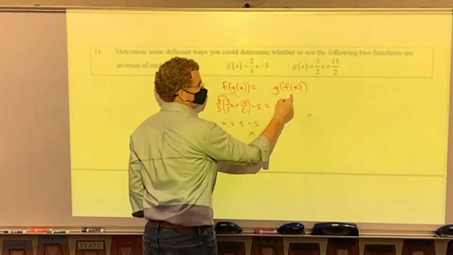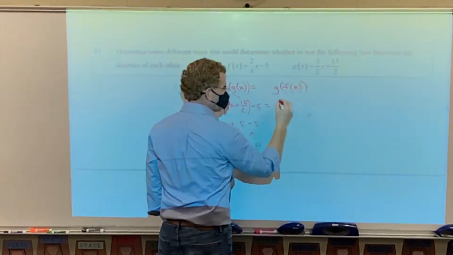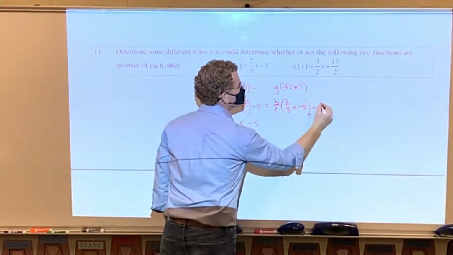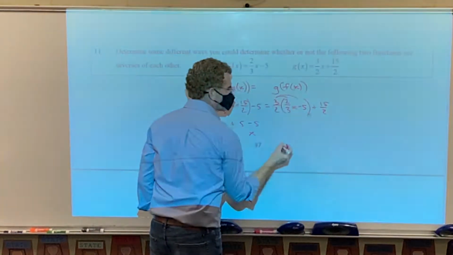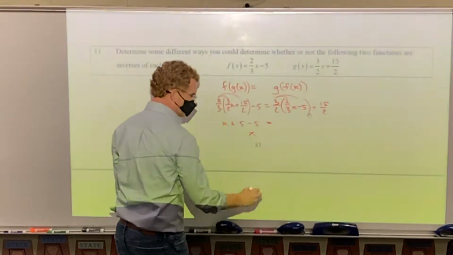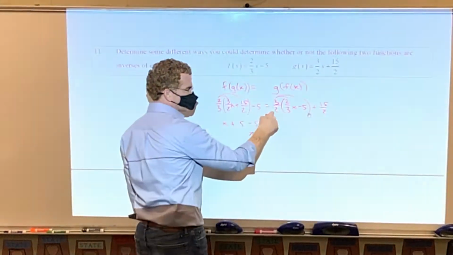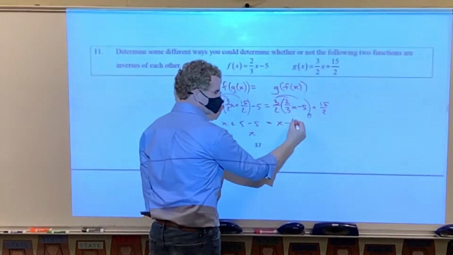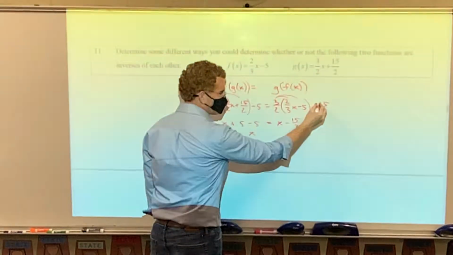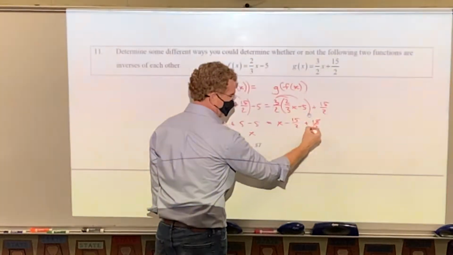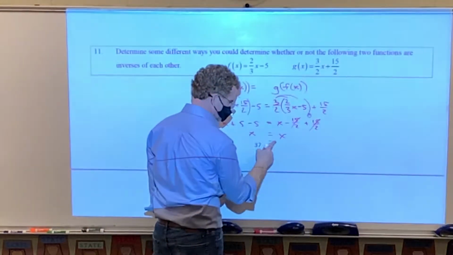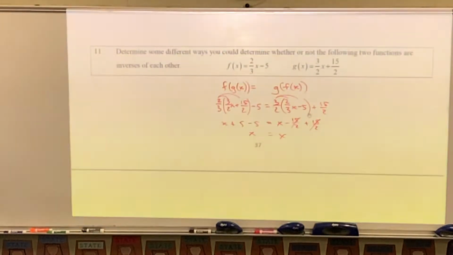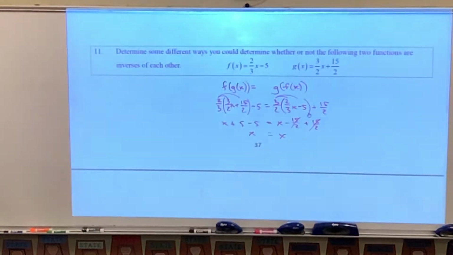That tells me to take the f of x function and plug it in there. Distribute it in. What does that give me? That times that gives me x. That times that gives me negative 15/2. Drop down the positive 15/2. That cancels also. That's the best way to verify and show that two functions are inverses of each other.